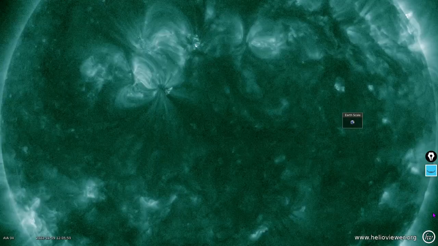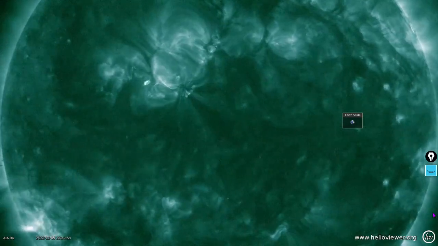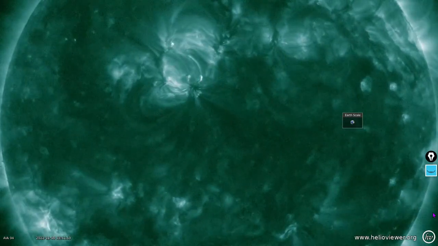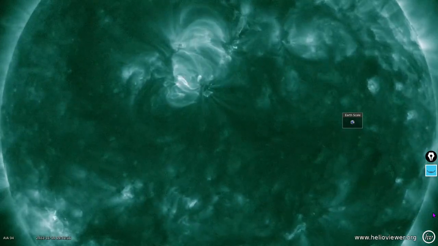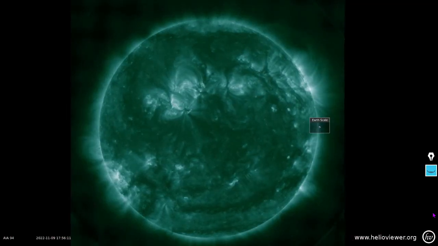Let's subtract the SDO continuum there and just have the 94 angstroms. There was a CME associated with that solar flare as well. Let's zoom out to show the full disk. There's the last 24 in 94 angstroms.